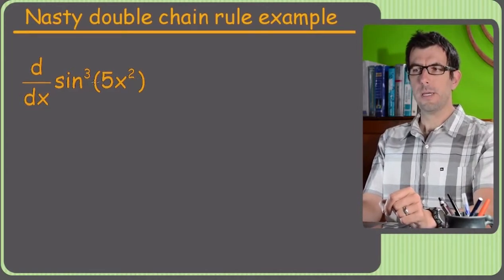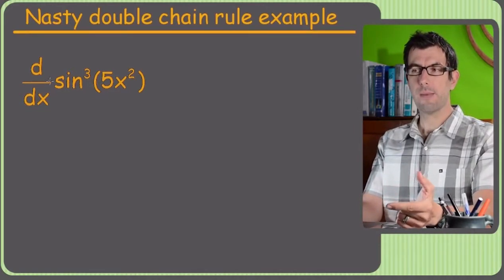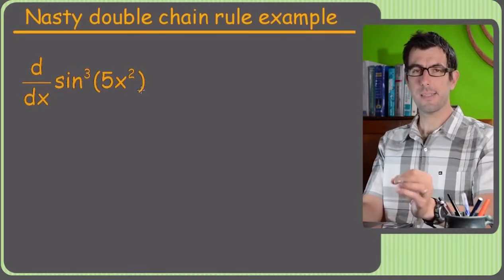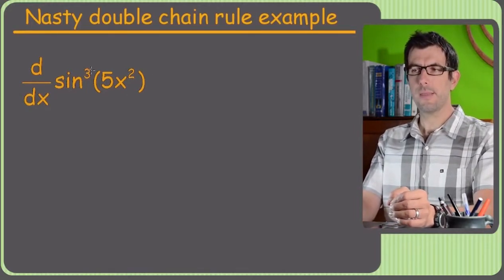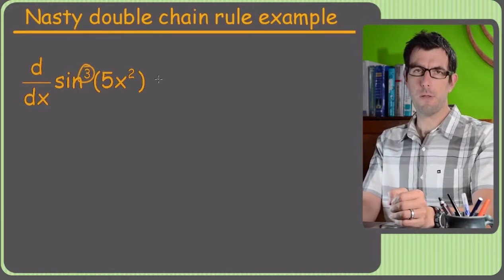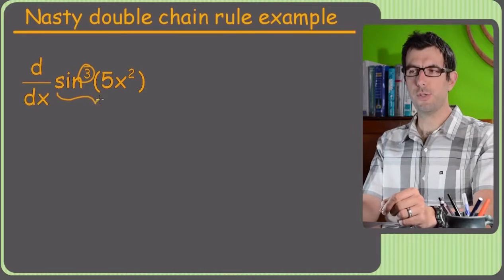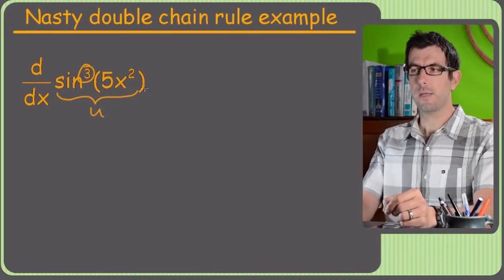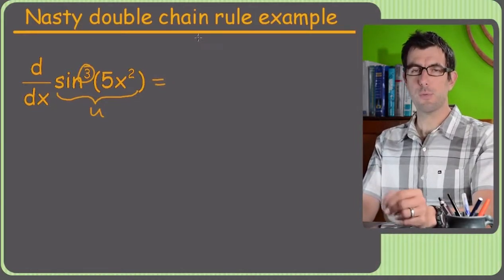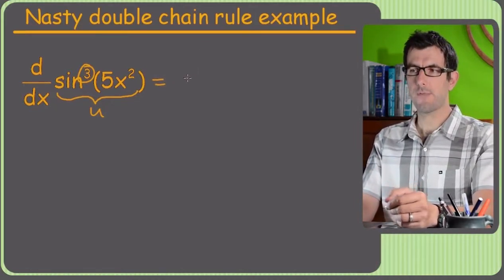Well, let's see. Right off the bat, I can see that there's a sine involved, so my temptation is to think that this is a sine rule. But really, this is a sine to the third power problem. So this is a power rule where my u is all this junk. My u is sine of 5x squared. So I would encourage you to do this when you're first starting out, just to not get confused.